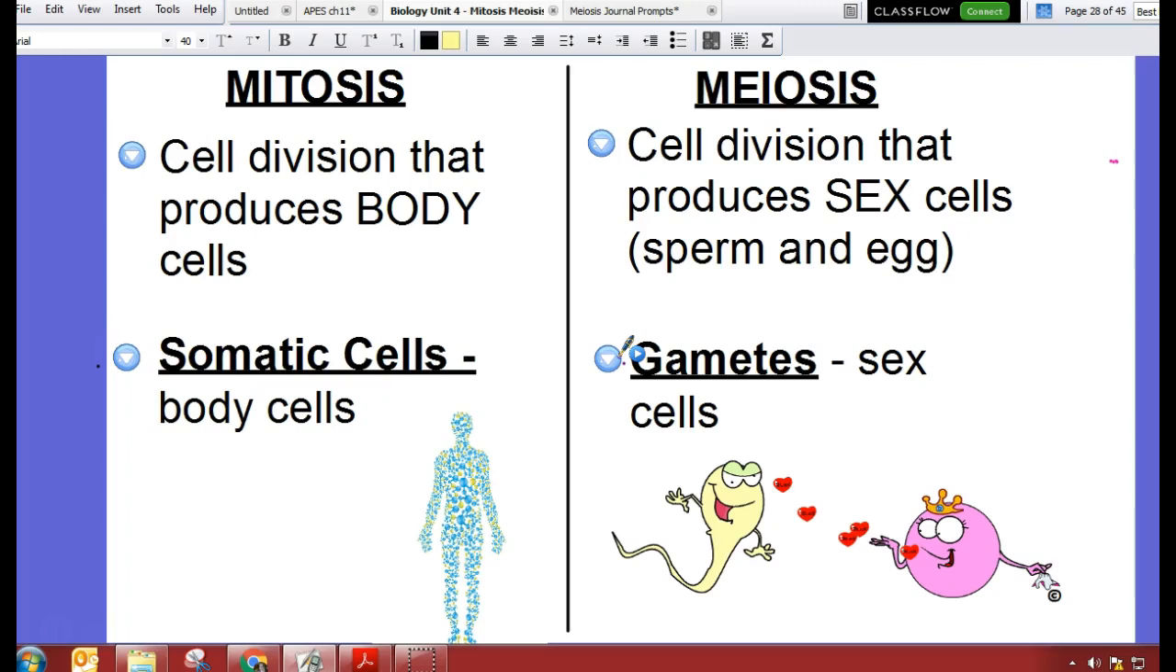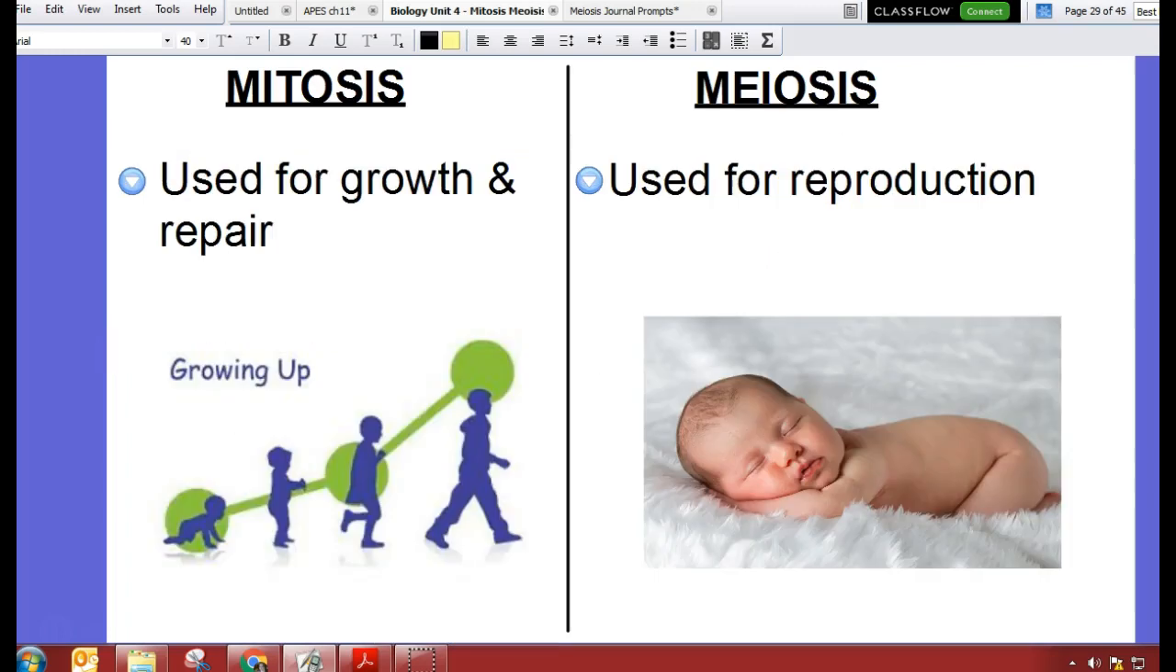So we need both processes. Both processes are examples of cell division, but they're just producing two different types of cells. So remember that mitosis is used for growth and repair. It's used in order to help you grow from a child into an adult, because you need more cells in order to get taller and get bigger. Also used for repair or healing, right?